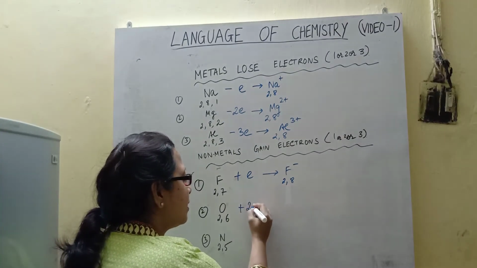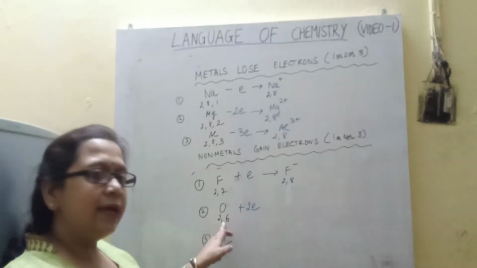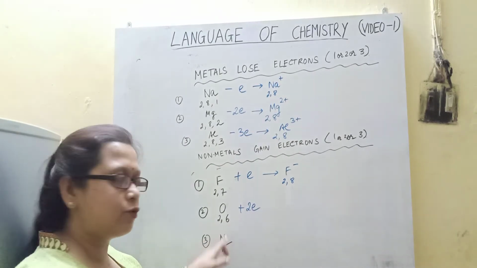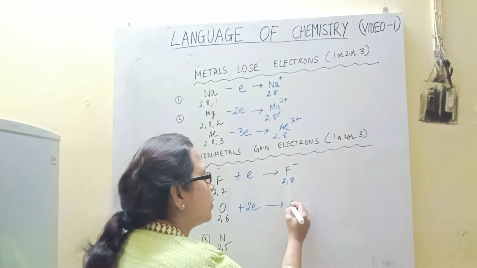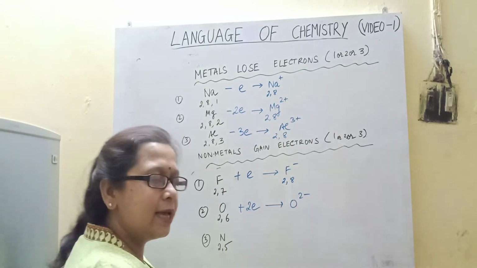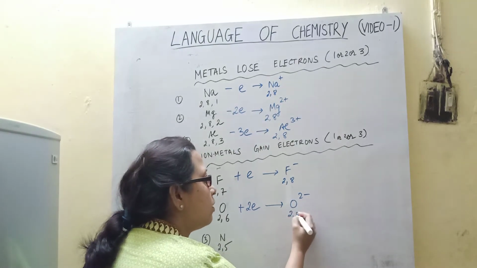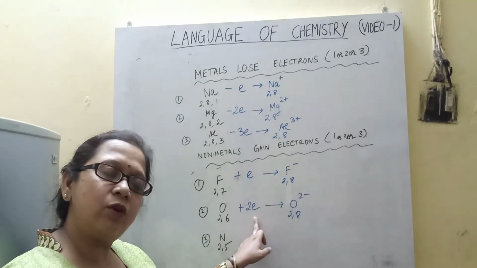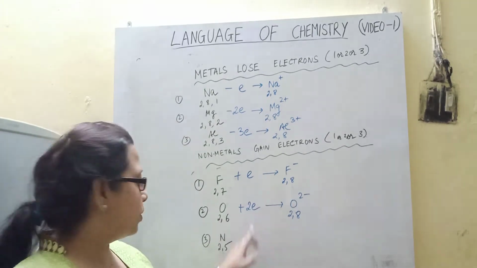In the same way, oxygen has 6 valence electrons. To make it 8, it gains 2 electrons. So its charge becomes O2-, and it also attains an octet. So it gains 2 electrons, so its valency is 2.